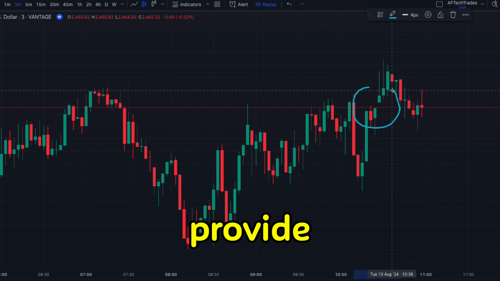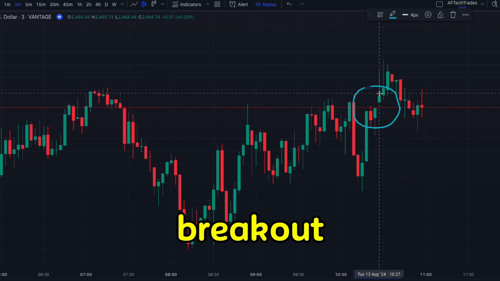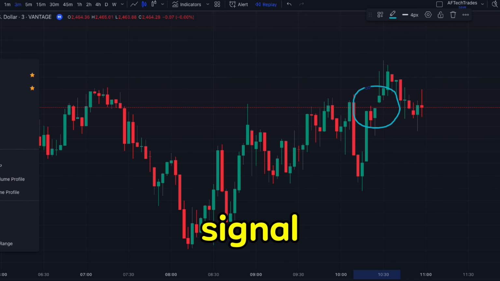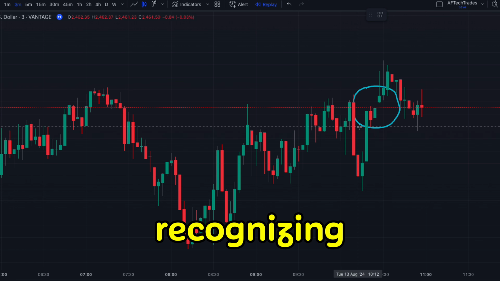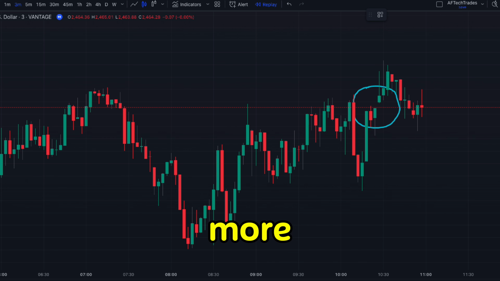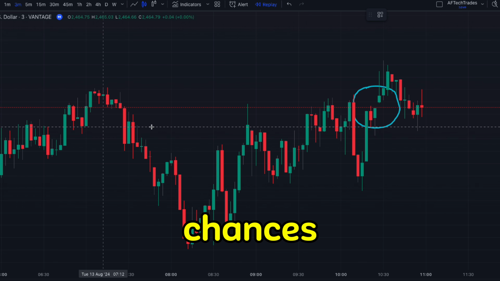These patterns can provide additional confirmation that the breakout is genuine and not a false signal. Technical indicators such as moving averages or RSI can also help in validating the strength of the move. These patterns further strengthen the breakout signal. Recognizing these signals can help traders make more informed decisions and increase their chances of success.